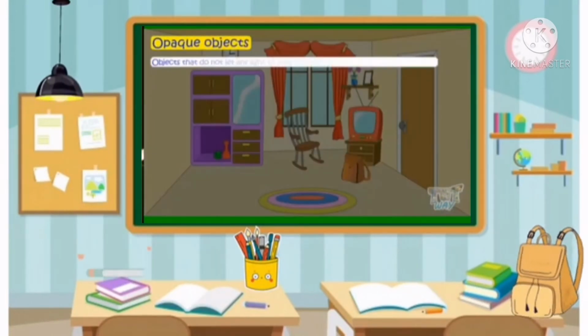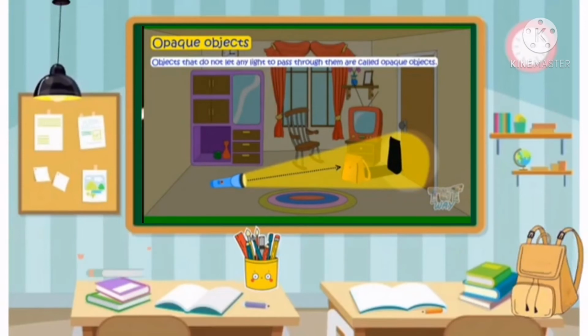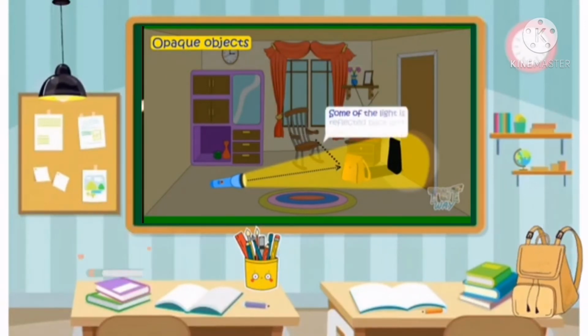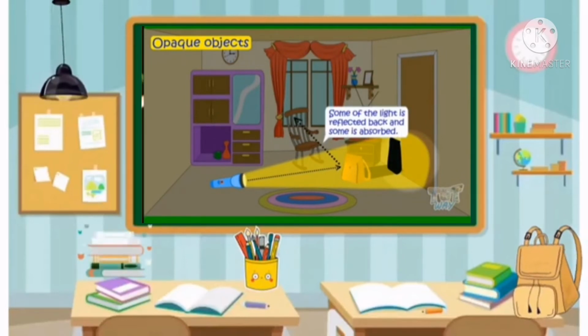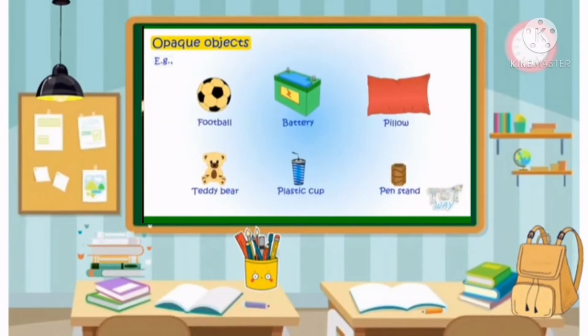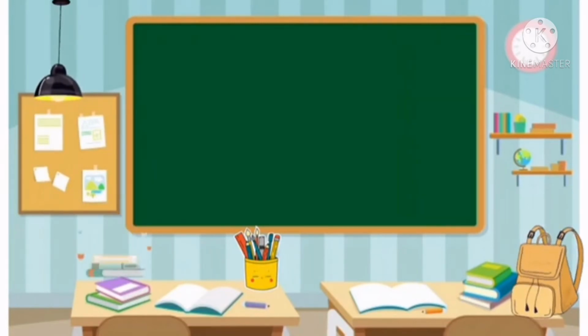And then the last one, we have the opaque objects. Objects that do not let any light pass through them are called opaque objects. Some of the light is reflected back and some is absorbed. Example, we have football, battery, pillow, teddy bear, plastic cup, and pen stand.